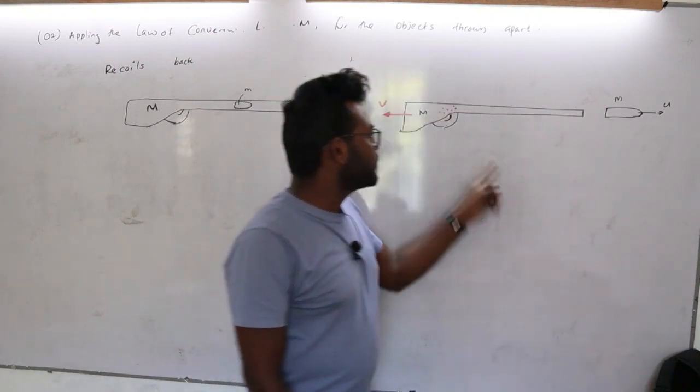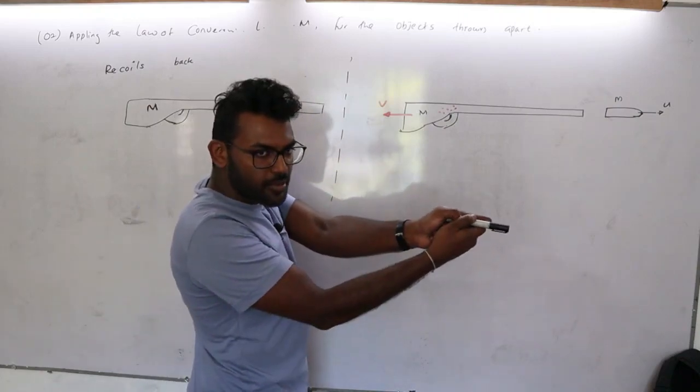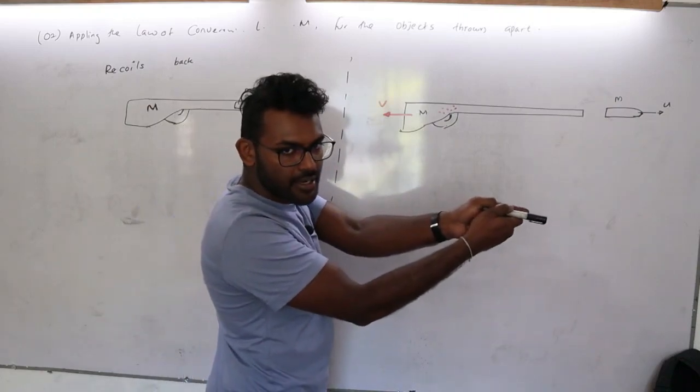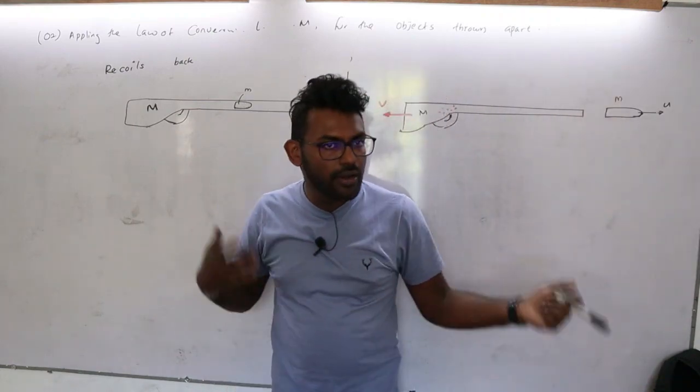That is why, if you have a higher mass of the gun, the smaller the recoil is, right? Smaller the gun, it gives a higher recoiling. We call it recoiling of the gun.